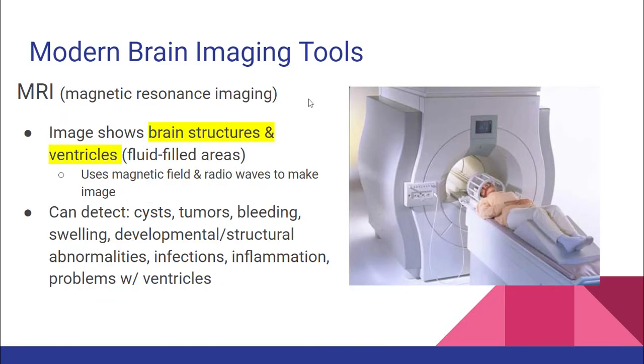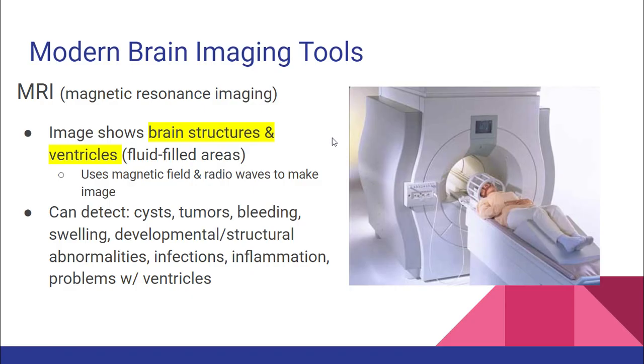A third is the MRI, or magnetic resonance imaging. This is also focused on brain structures, but it's looking specifically through fluid-filled areas in the ventricles. It uses magnetic imaging. That's a big one you should be looking for: fluid-filled areas and magnetic fields are the biggies that show MRI in comparison to CAT scan. They use radio waves as well to make this image.